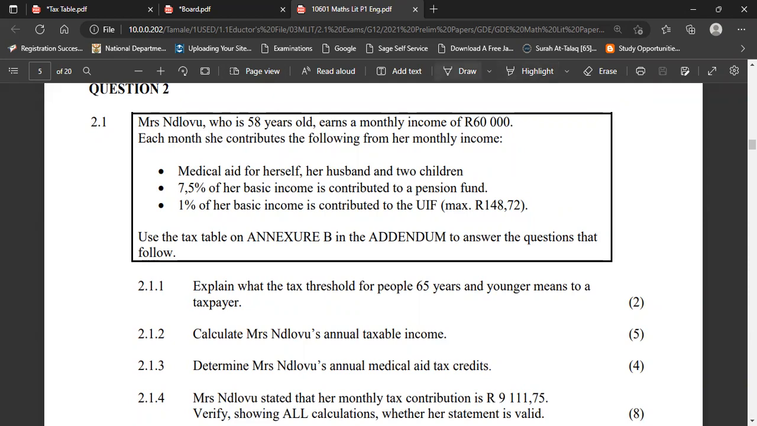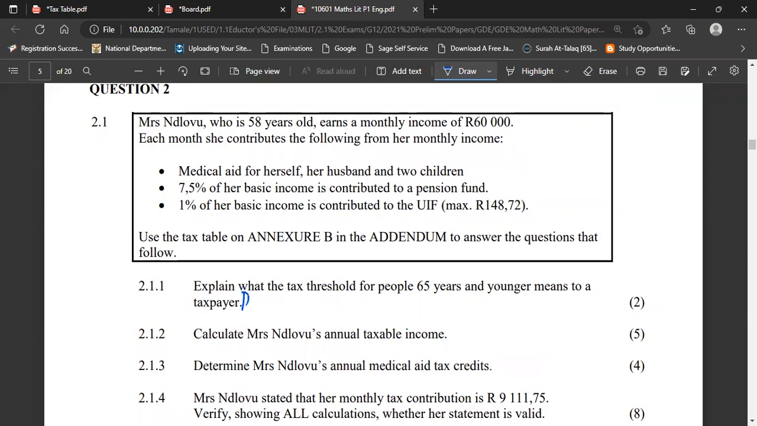Remember we said this is used to determine whether one pays tax or not. We use the threshold to determine whether one will pay tax or not.